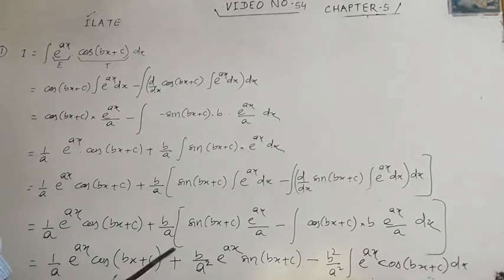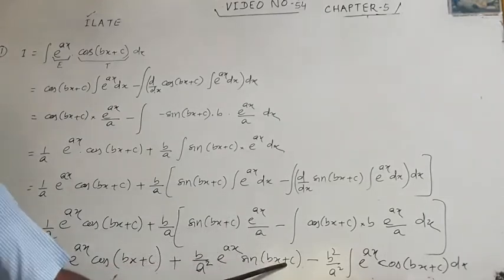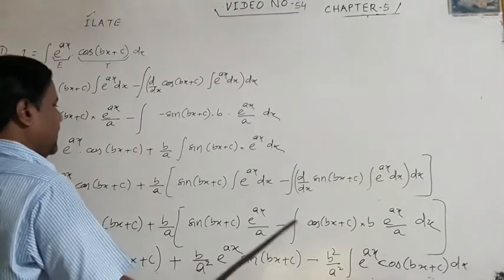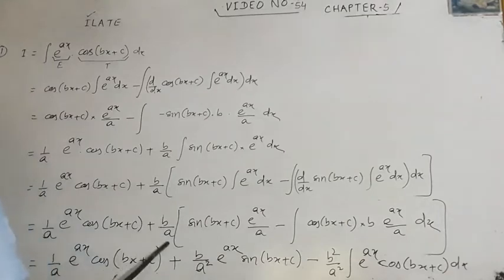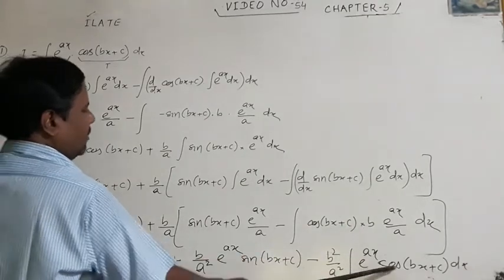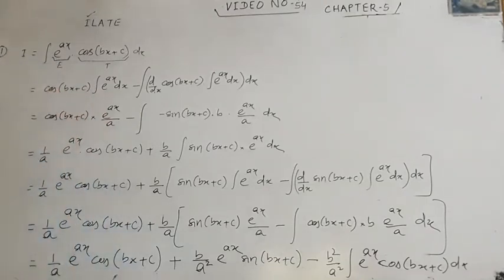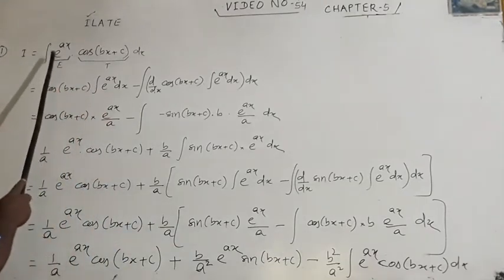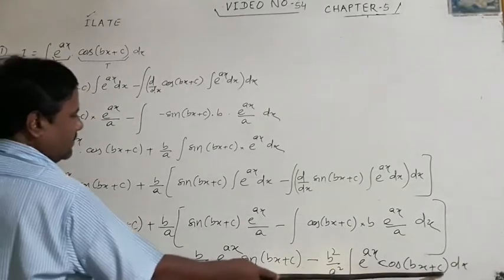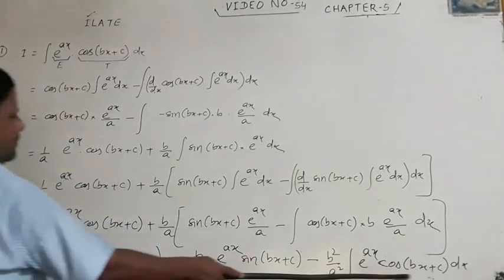It is b by a squared e to the power x sin(bx + a), with a plus-minus sign, and it is minus b by a. Then b squared by a squared e to the power x cos(bx + a). Now look here. My question is the integral of e to the power x cos(bx + c).